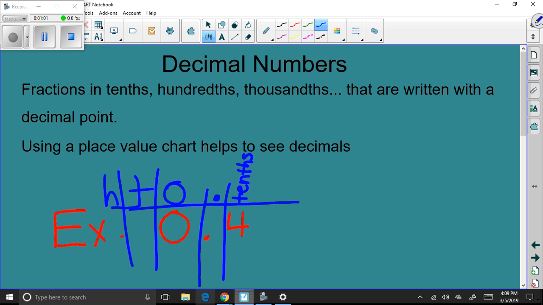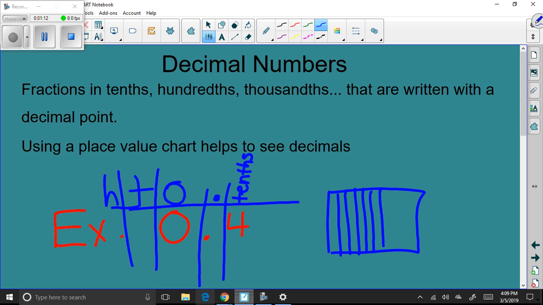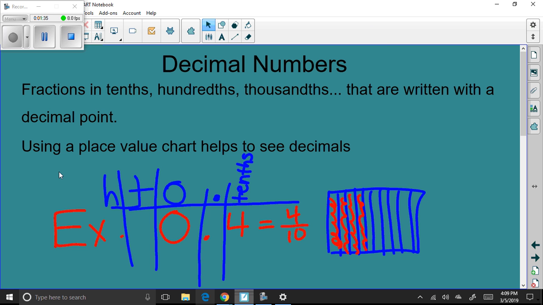tenths. Tenths means 10 equal parts of a whole. So if I have one shape, 1, 2, 3, 4, 5, 6, 7, 8, 9 lines will make 10 parts for me. This means I have 4 of those parts. So it's one shape with 10 parts, and I have 4 of them. This can also be written as the fraction 4/10. So all of these mean the same thing. The picture equals the decimal. But see how we use the place value chart to help us.